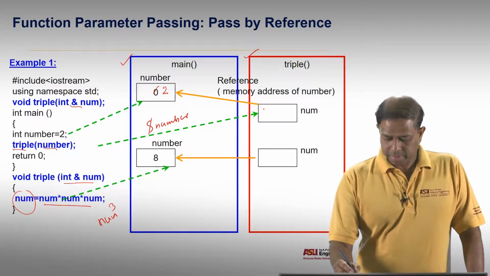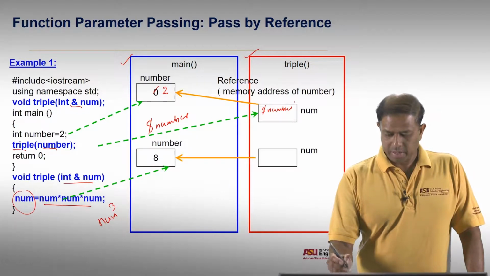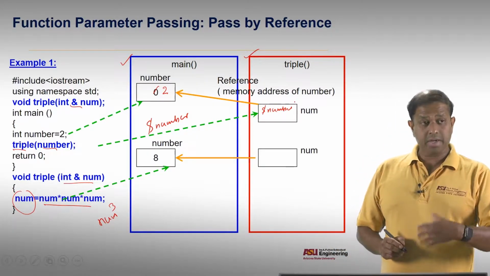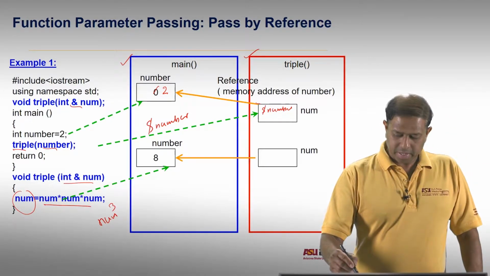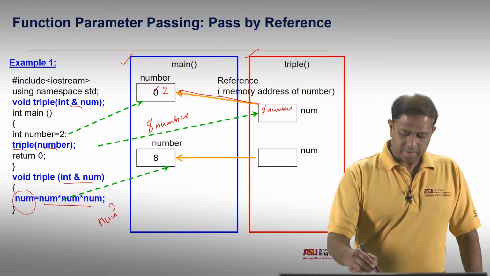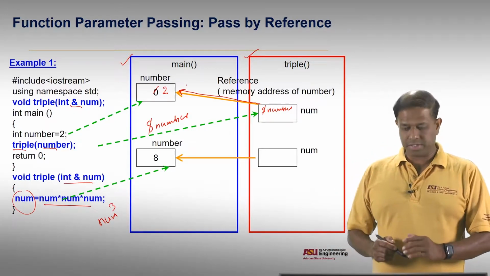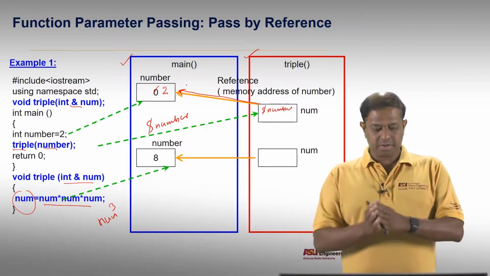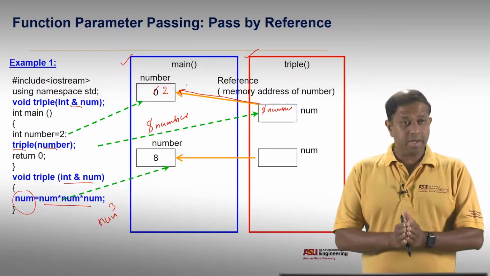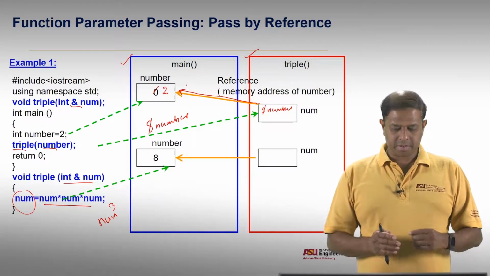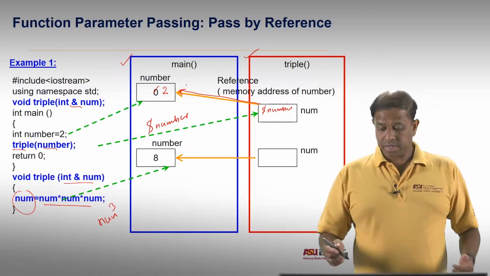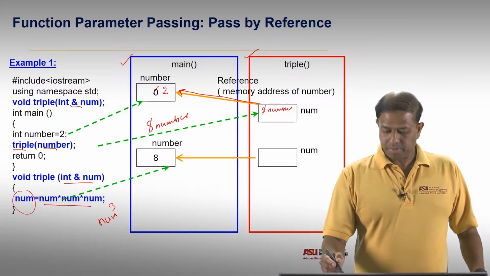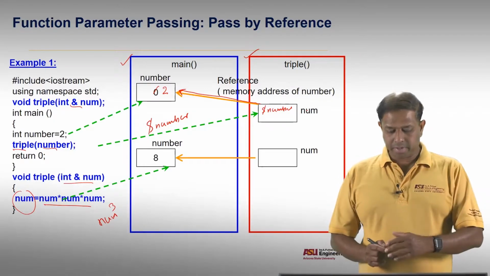So therefore num is going to have the memory address of the number, right? Whenever we say that a particular data member is holding a memory address of another, that essentially makes it point to the same memory location where the original data is stored. So therefore num is also pointing at the same memory location where number is stored. Now whatever changes I make using num will happen in the number itself, right?